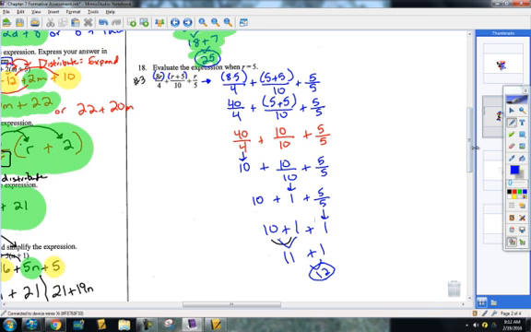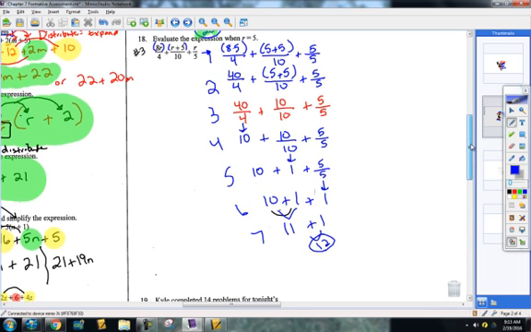So you can see how many lines mine is? That's what the requirement is. Looks like 1, 2, 3, 4, 5, 6, 7 lines, and then the answer would be the 8th line, I guess. Okay? Let's go on to number 19.